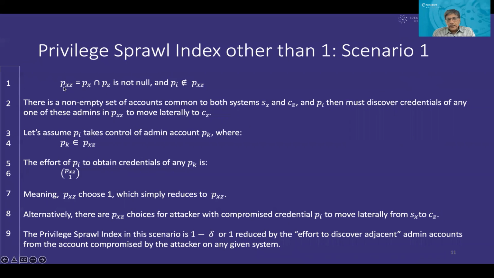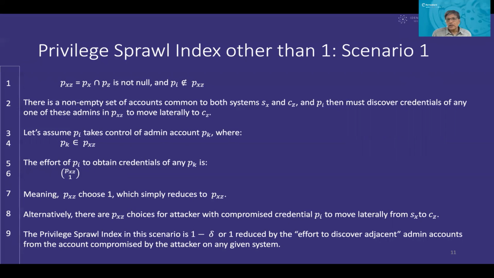In this case, PXZ is the intersection of the admin accounts on X and the admin accounts on Z, and this intersecting set is not null. However, the account that is compromised, PI, does not belong to that intersecting set. So PI does not belong to PXZ. So basically what we're saying is that there is a non-empty set of accounts that are common to the two systems, but the account that is compromised is not in that set.